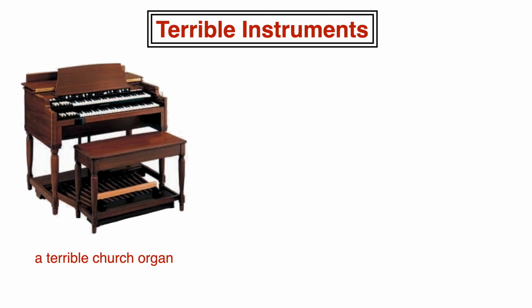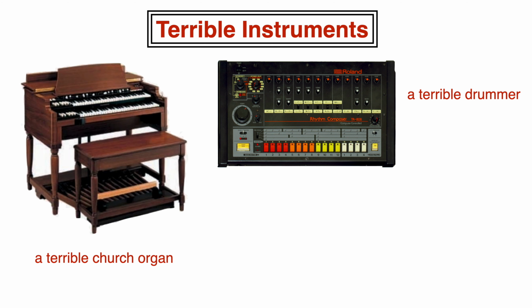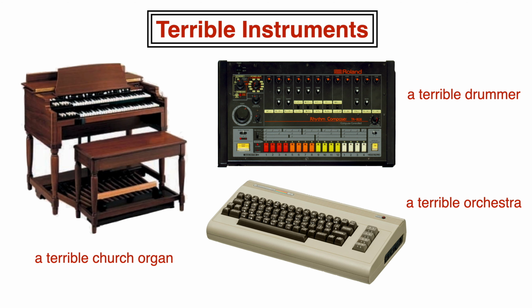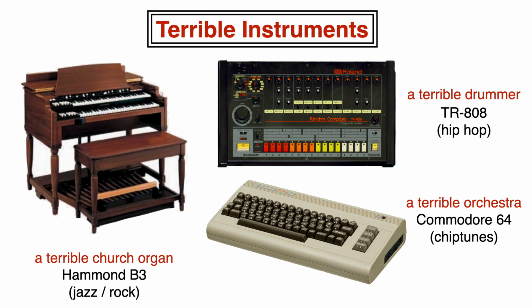Along these lines, I want to present to you a gallery of terrible instruments. Here's a terrible church organ. Here's a terrible drummer. And here's a really terrible orchestra. But, of course, the Hammond organ, the 808, and the Commodore 64 have all become influential in their own musical communities precisely for that terribleness, which we might think of as their character.